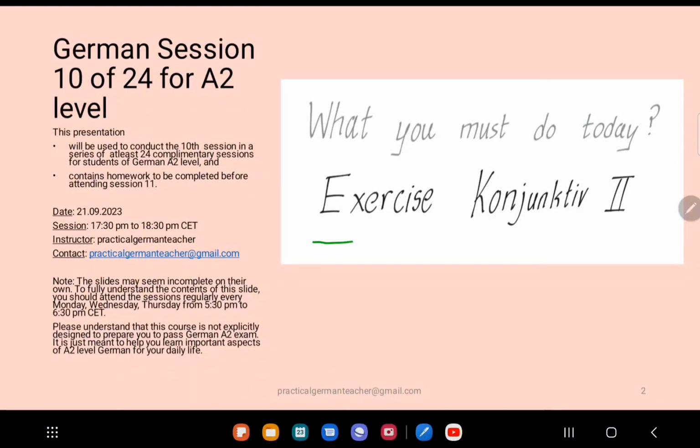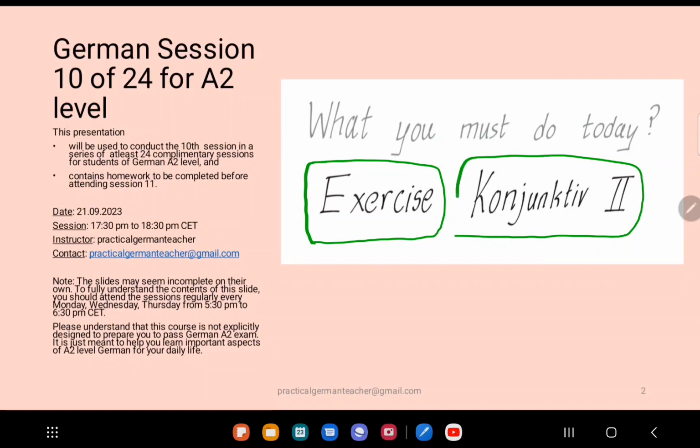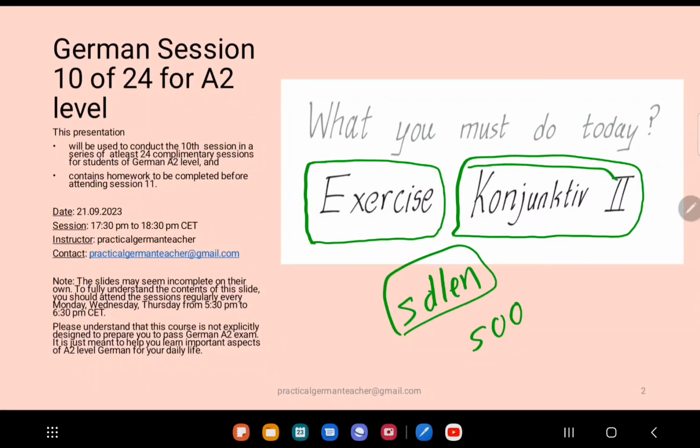In this session, we will do just one thing, and that is we will do exercises on sentences which require you to use Konjunktiv II. For example, you know sollen. This is a modal verb. Its Konjunktiv II is sollten.